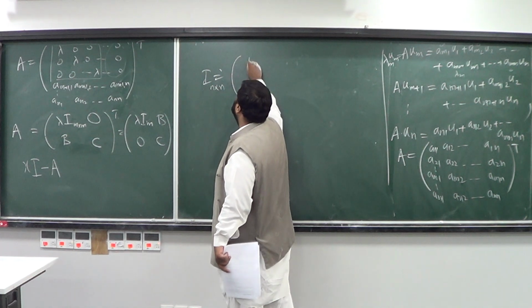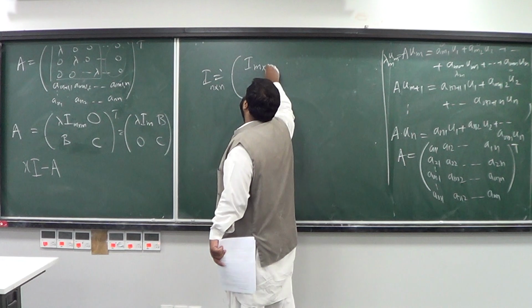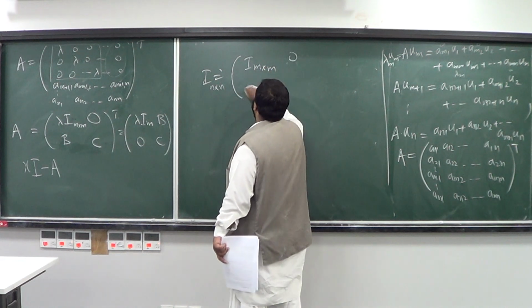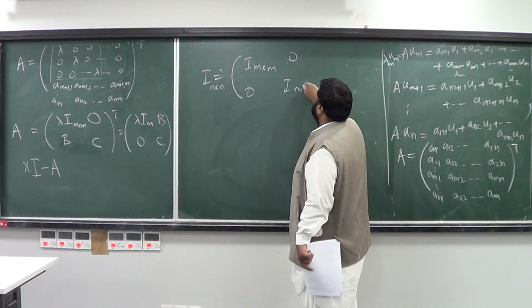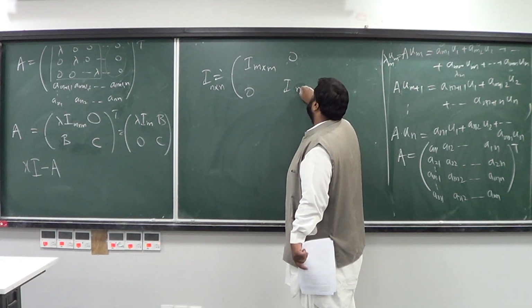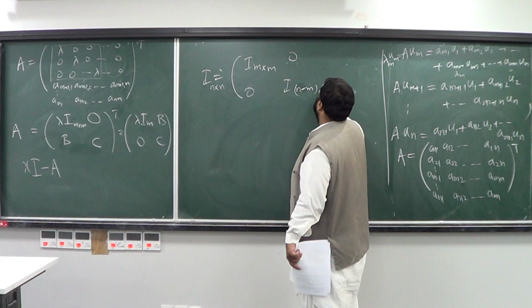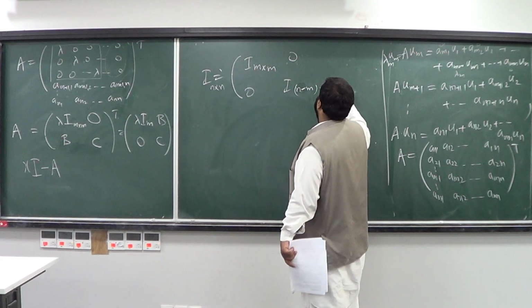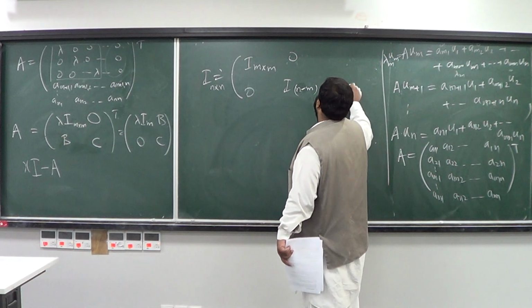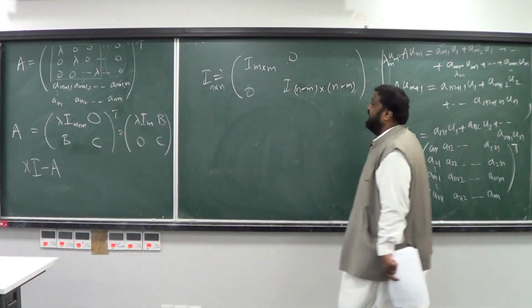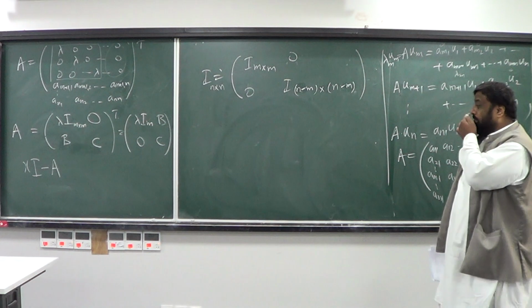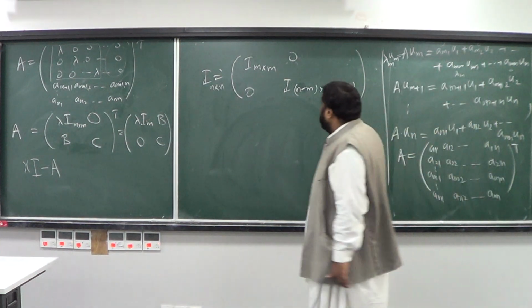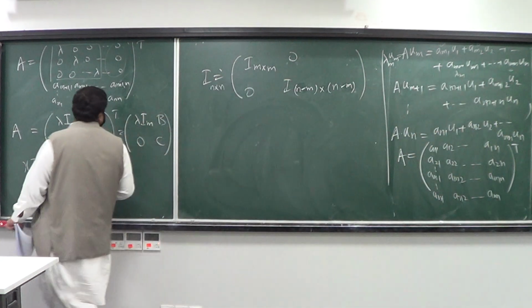So I can write this as an m by m block here, 0, 0, and an n minus m by n minus m matrix C. So the n by n matrix A can also be written in this two block matrices format. Once you're going to get this, okay.